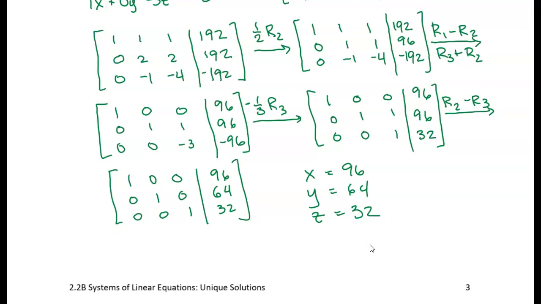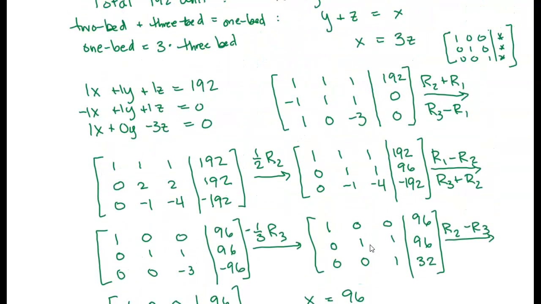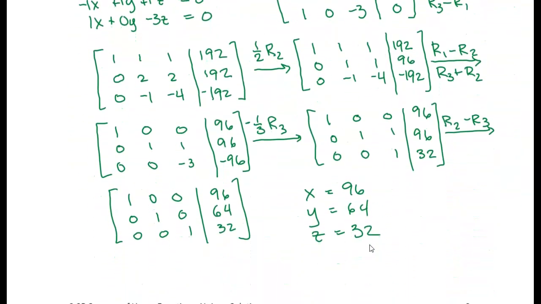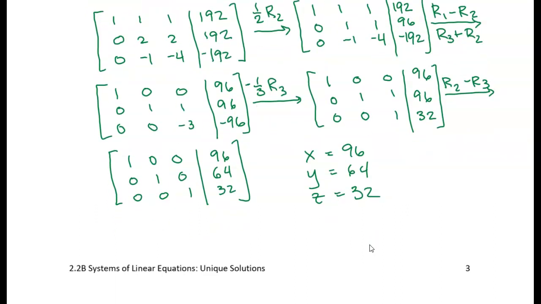So that's how many 1-bedroom, 2-bedroom, and 3-bedroom apartments, right? Because that's how I defined my variables. So we're going to have 96 1-bedroom apartments. We're going to have 64 2-bedrooms and 32 3-bedroom apartments. Now we can always check and make sure that that works. I always recommend checking. It's easy enough just to plug in the numbers and do the arithmetic.